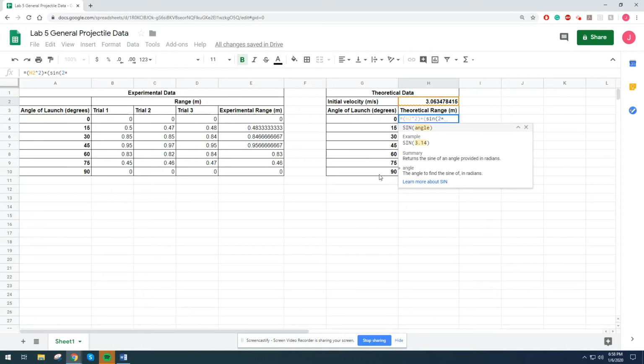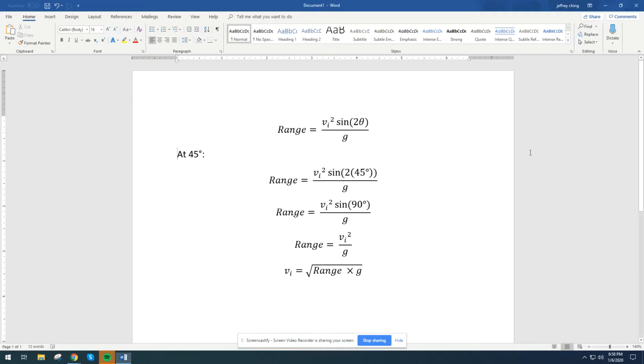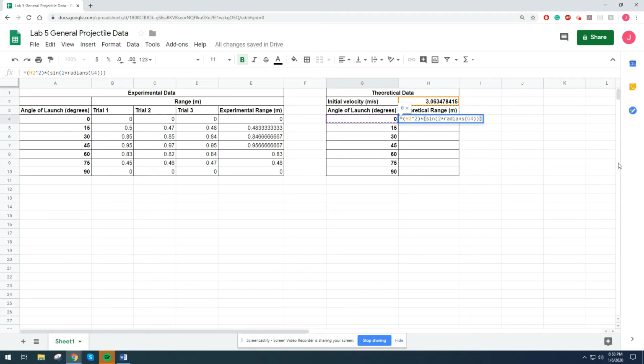So to convert that, we do radians, parentheses, and then the angle. So it's sine of 2 times this angle in radians. Close parentheses, close parentheses, close parentheses. The nice thing is if you watch carefully, it shows which pair of parentheses are highlighted, and that tells you that this close parentheses closes this guy, right? So we're all closed up. So sine of 2 theta divided by g. So we can divide all this by 9.81 because this is happening on the surface of Earth. Enter.